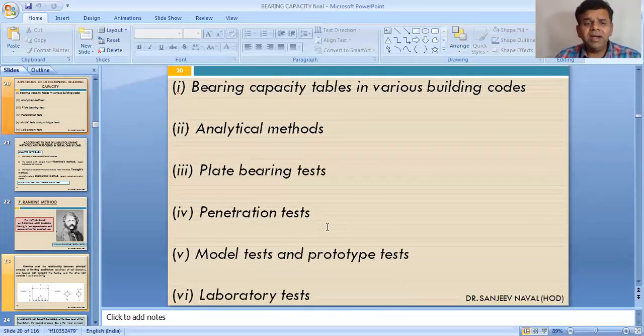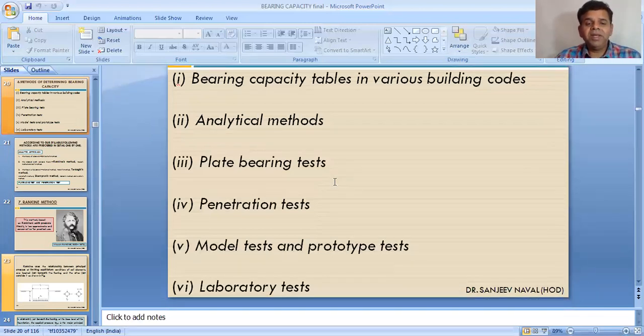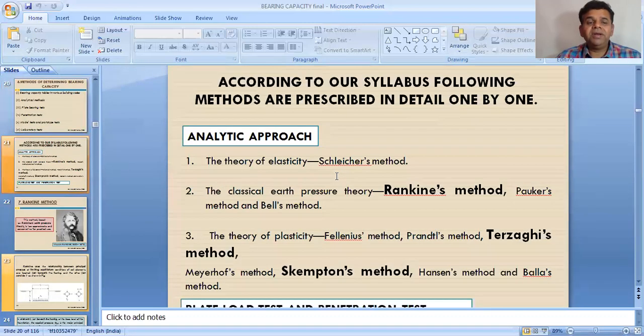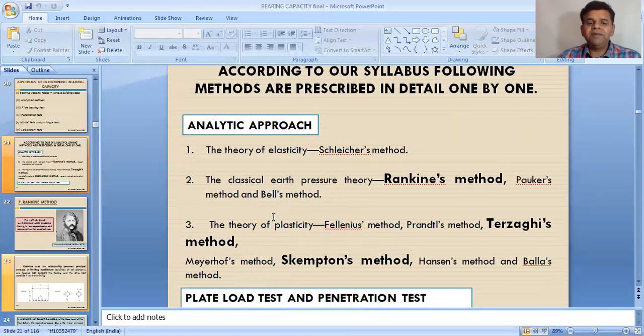You know, they are analytical methods, they are the field methods, they are the laboratory tests, including the penetration test. Now if we get in touch with the analytical approaches, Sicher was the first one. He gave the theory that was based on the theory of elasticity, then Rankine's theory, Pauker, Bell, which is based on the classical earth pressure theories, then Fellenius and Prandtl and Terzaghi's method. Skempton, Meyerhof, Hansen, and Vesic advanced their theories based on the theory of plasticity.